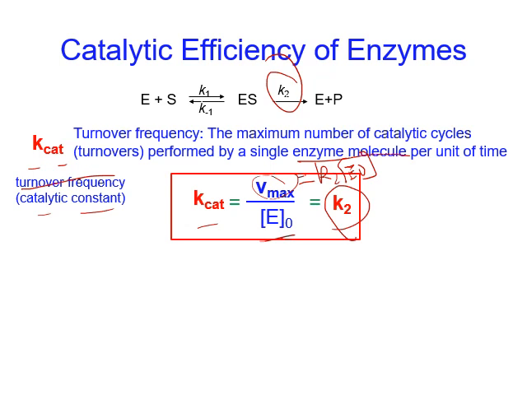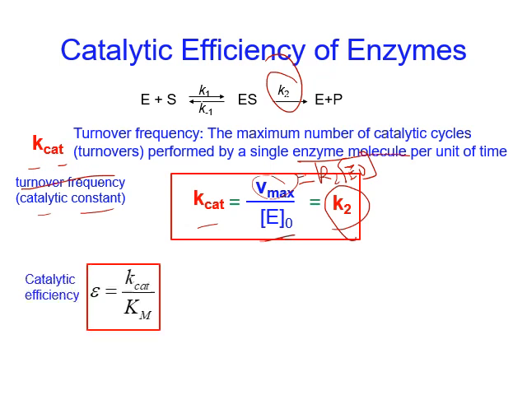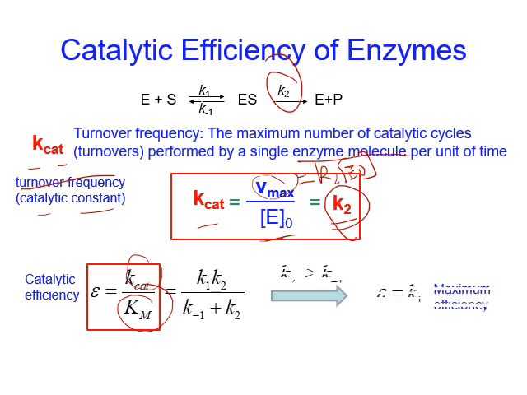Another important concept is catalytic efficiency, which is kcat divided by Michaelis constant. So kcat is just K2, divided by Michaelis constant, gives you K1 K2 divided by K minus 1 plus K2. All right, so the maximum catalytic efficiency will be K1.